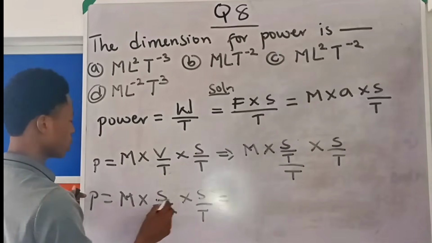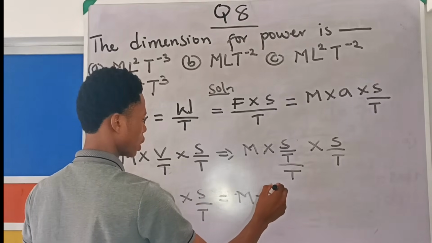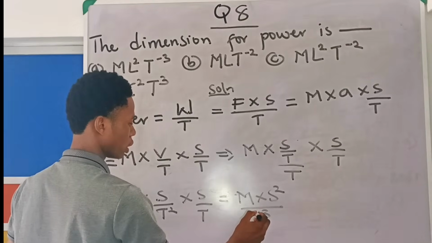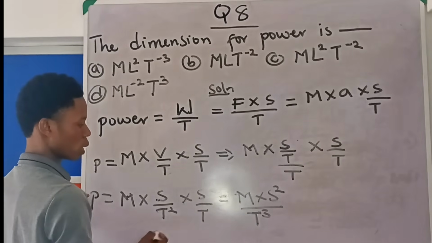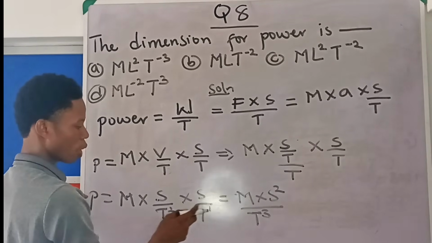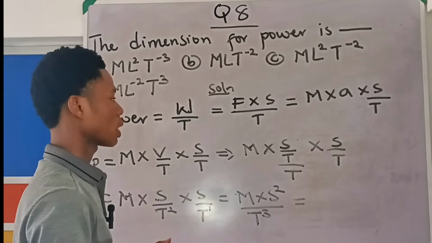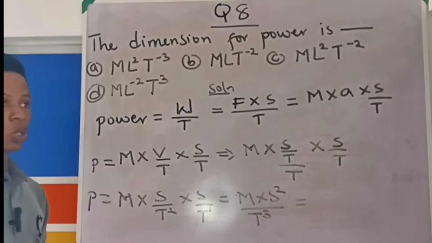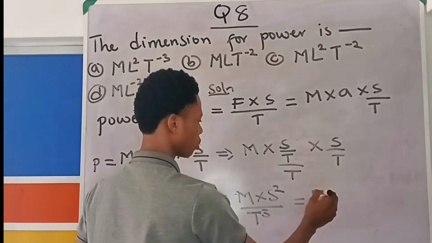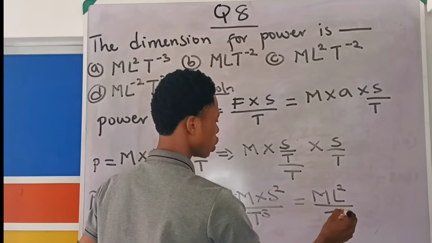Now if I multiply everything here, I'll be having M times S is what? S square, right? Over T square times T will give me what? T cube, T raised to power 3. Because of laws of indices. This is raised to power 1. This same thing as raised to power 1. So since the bases are the same, you pick the base, then you add the powers. 2 plus 1, 3. Now this S represents distance, and distance is length, right? So I'll be changing this S to L because distance is length. So I'll be having M L square all over T cube.